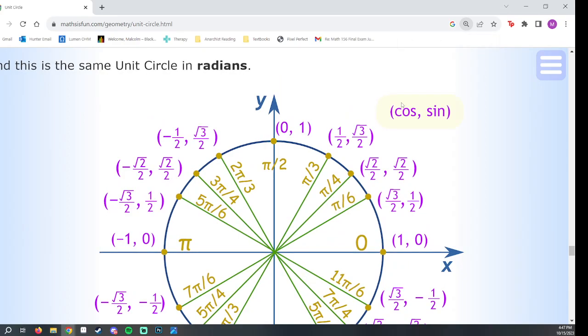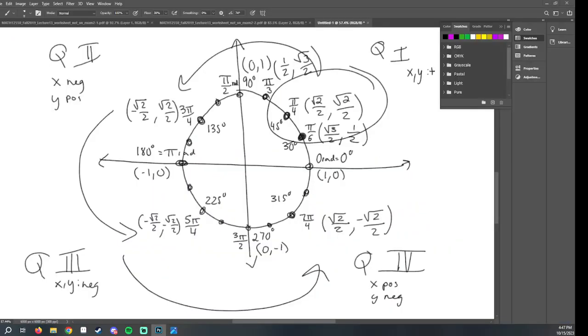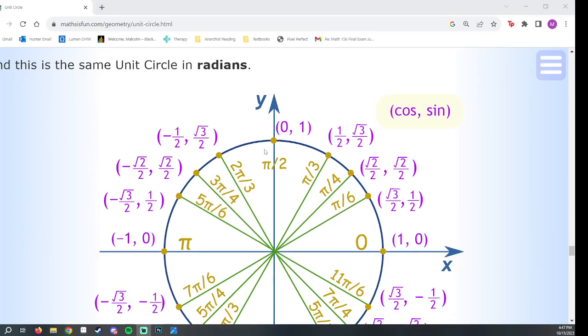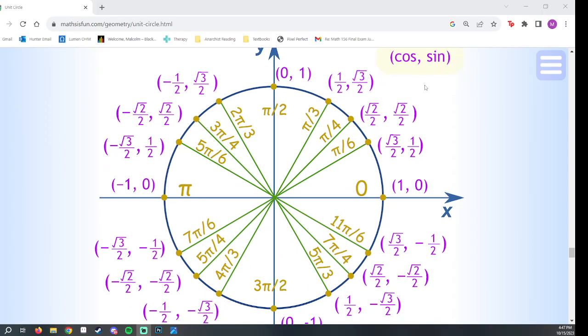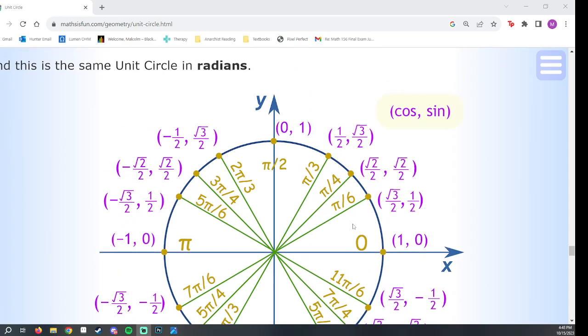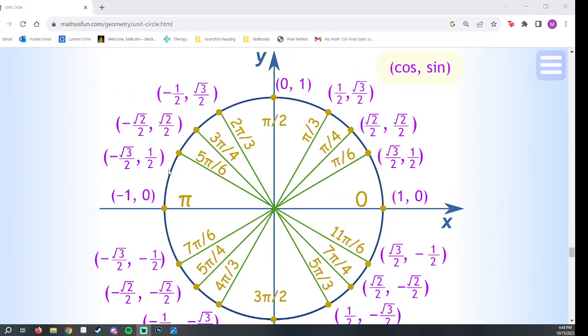So this is reminding you at the top that cosine and sine are the x and y coordinates respectively of each of these points. And so, for example, I can look at this and ask, what's the sine, the y value, of 5 pi over 6? To do that, I find 5 pi over 6, that's over here. The sine is the y value, so the sine of 5 pi over 6 must be 1/2. So that's how we use this unit circle here.